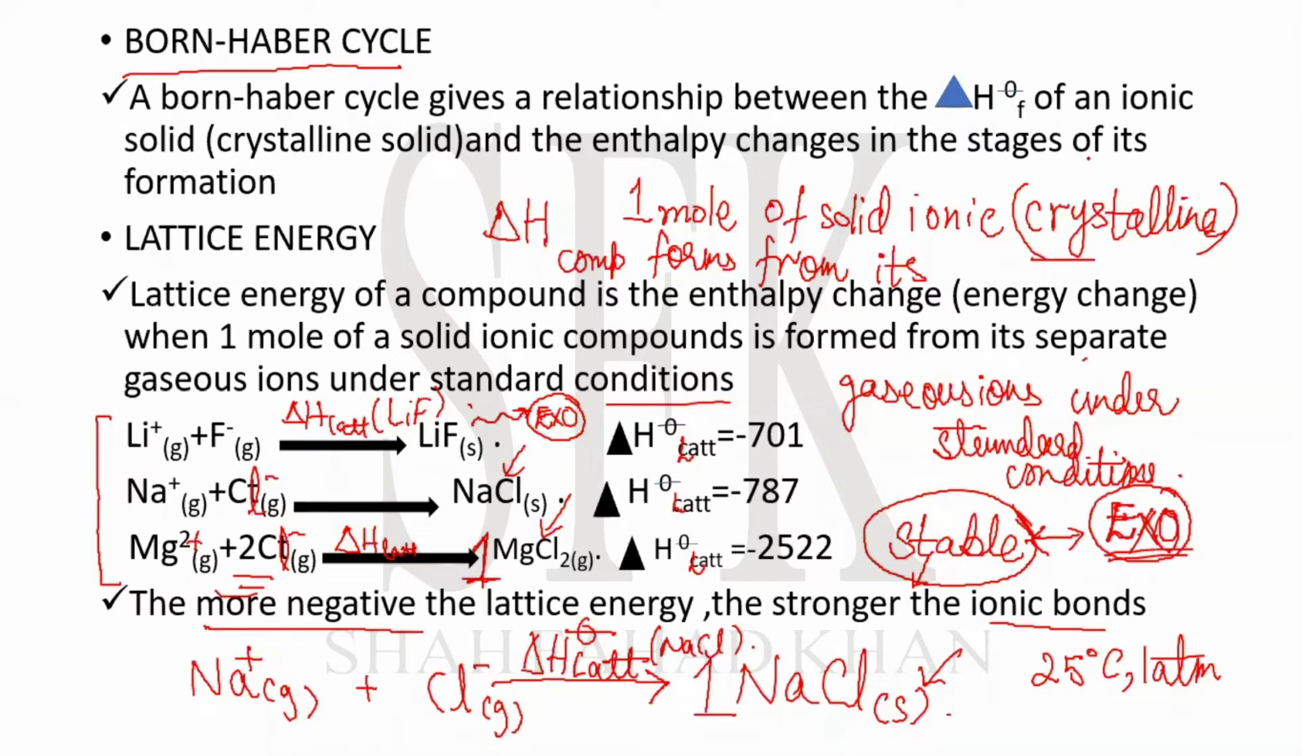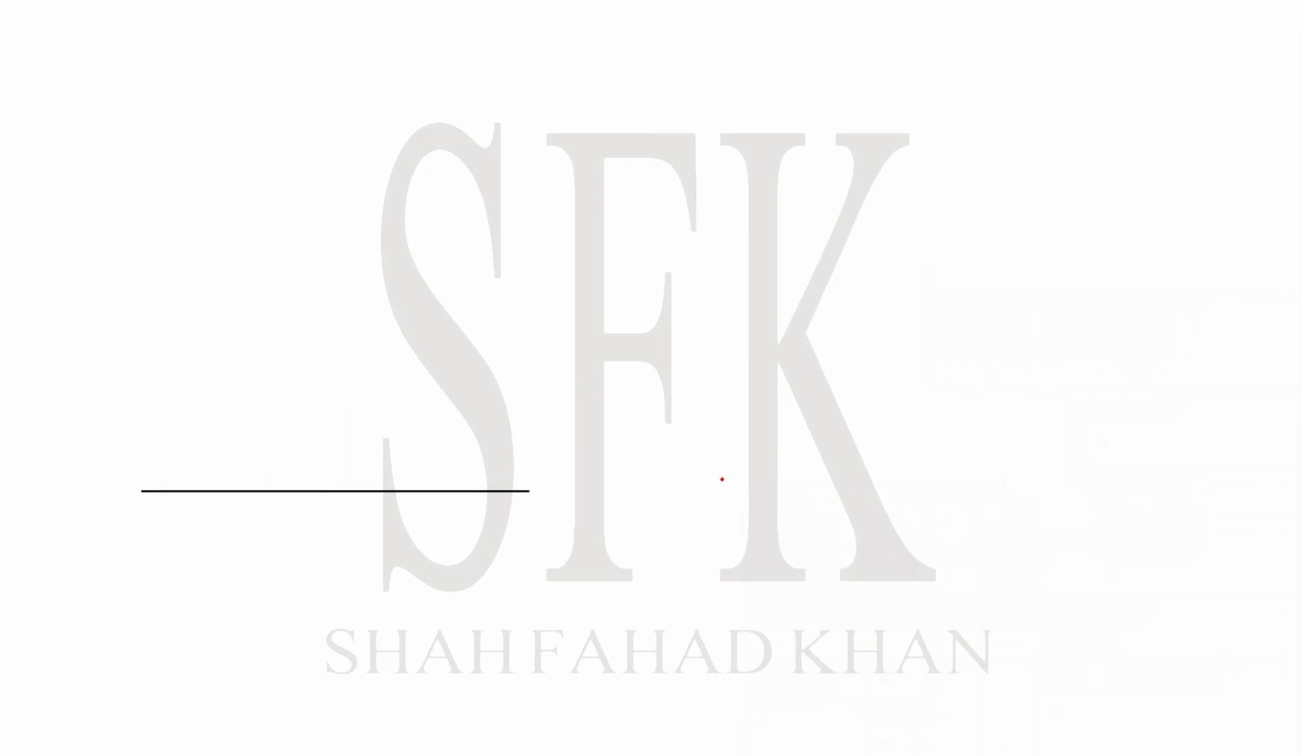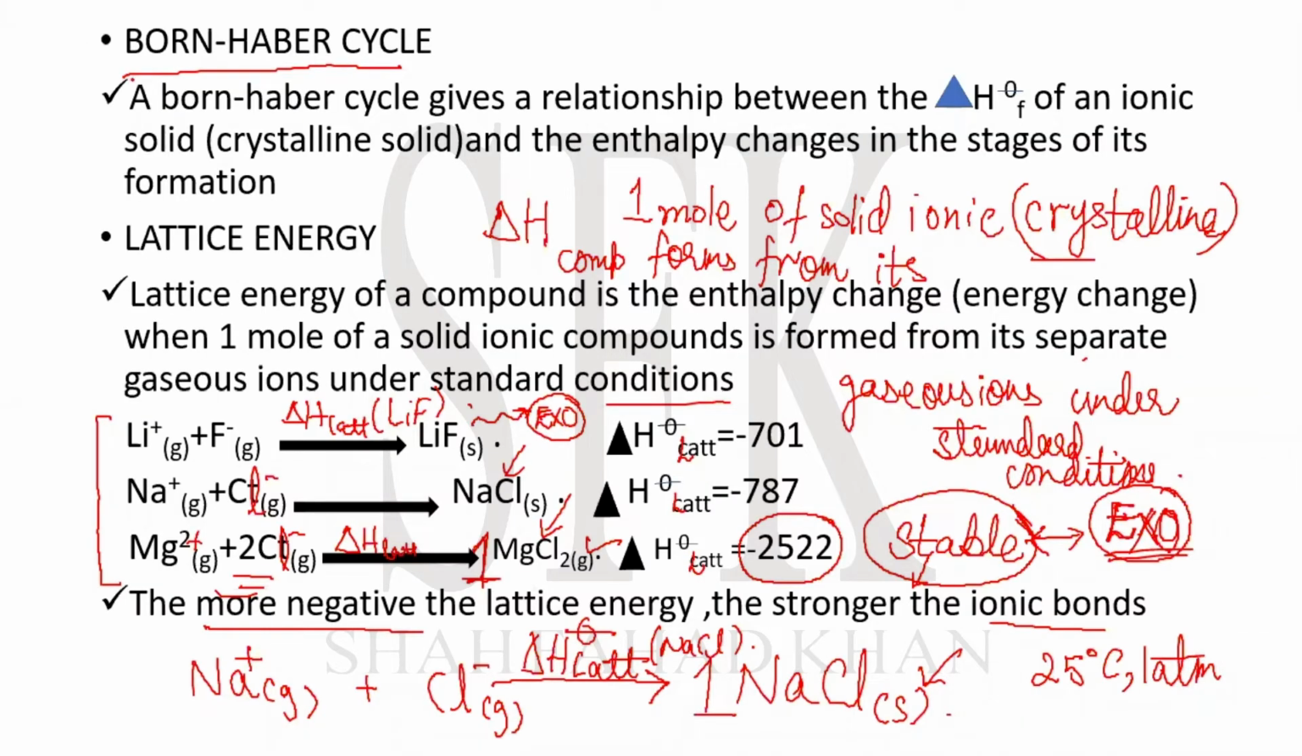Magnesium chloride, yes, correct. It's magnesium chloride because its lattice energy is the most negative. All right, now moving on to the next slide. Oh, before we move on to the next slide, let me clarify what Born-Haber cycle really means.